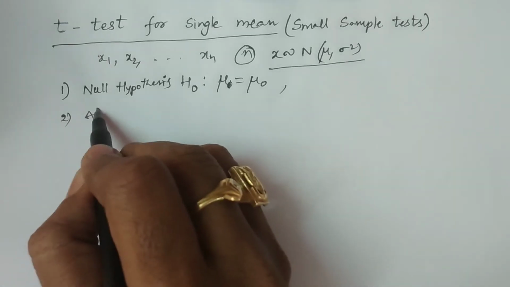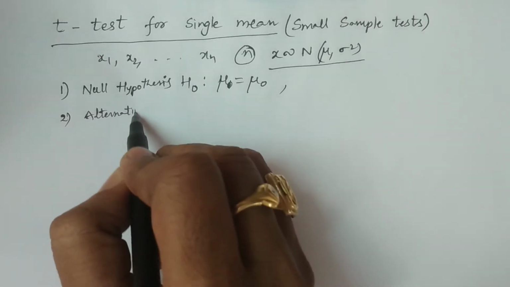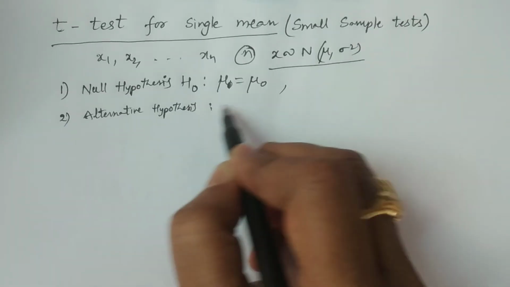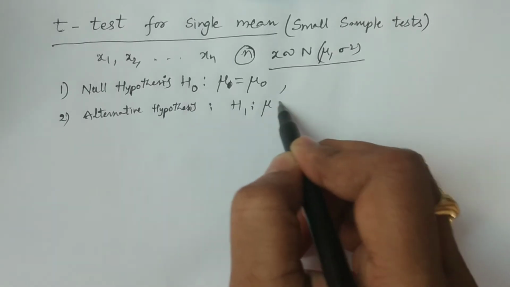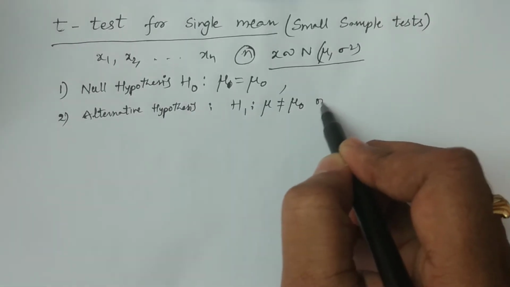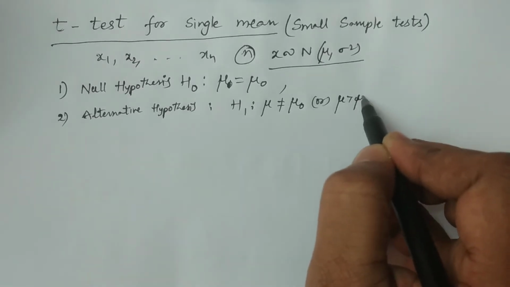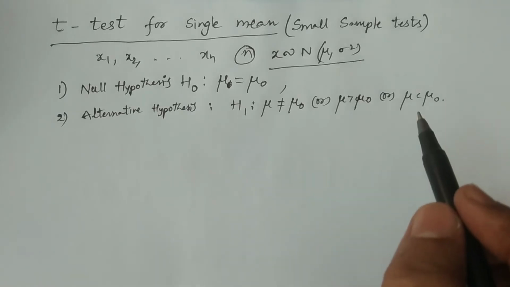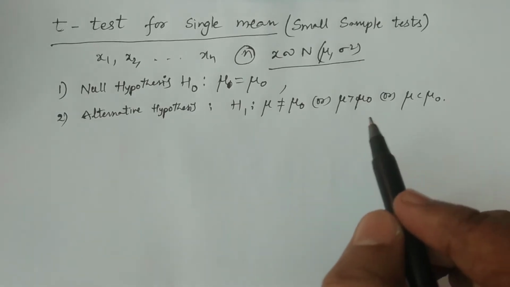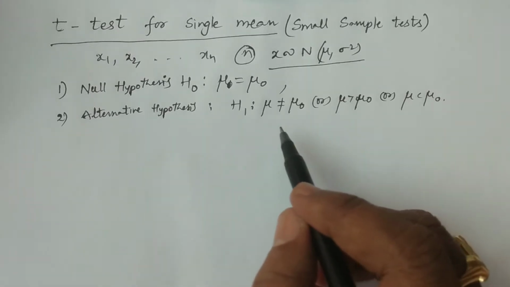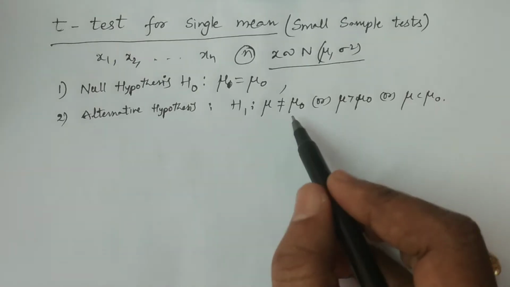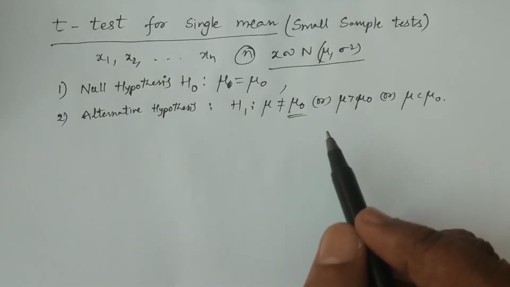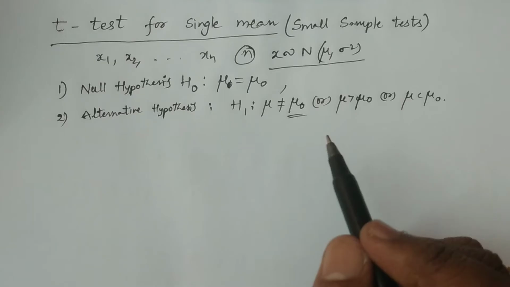Secondly, if we consider the alternative hypothesis H1, you can consider mu not equal to mu naught, or mu greater than mu naught, or mu less than mu naught. These are the three kinds of alternative hypothesis we may consider, in which the statement is that the sample is not drawn from the population with assumed mean mu naught, or there is a significant difference between the sample mean and the population mean.